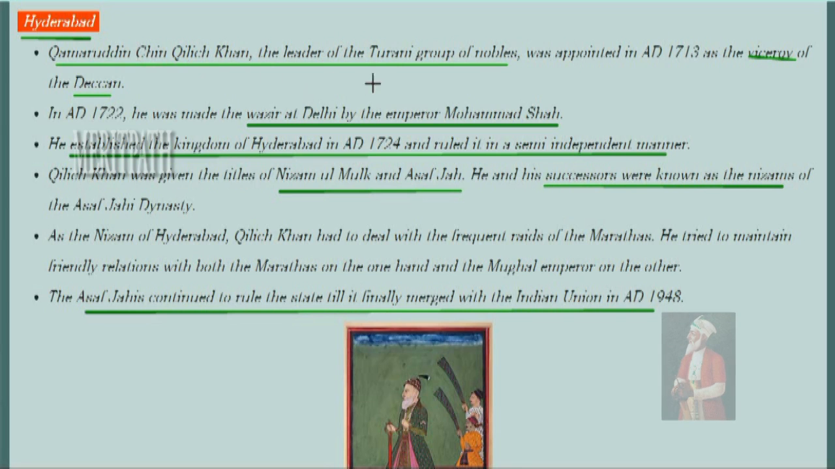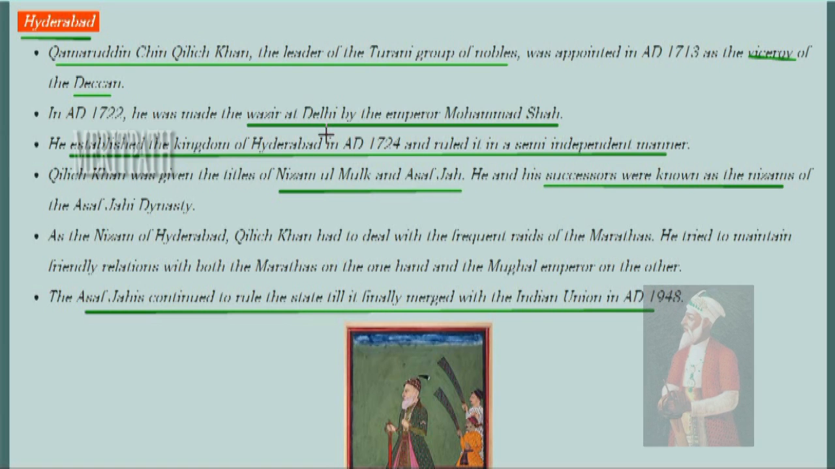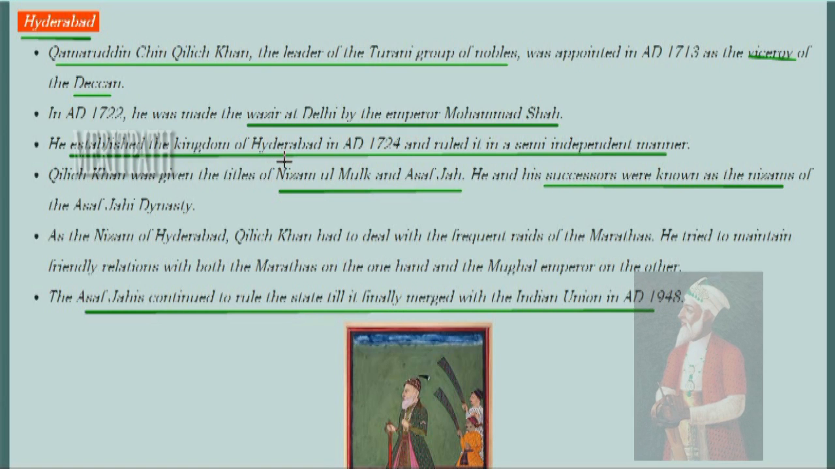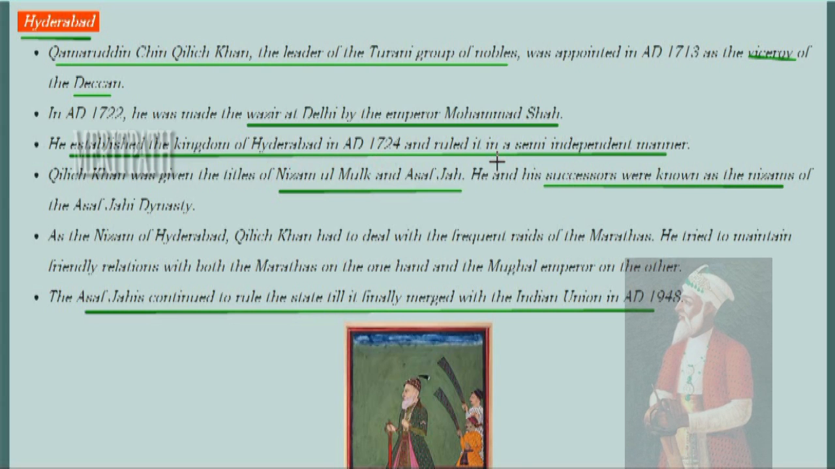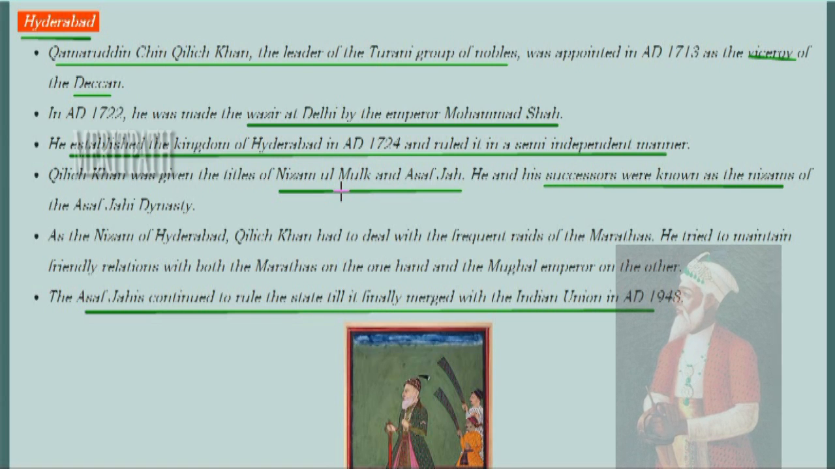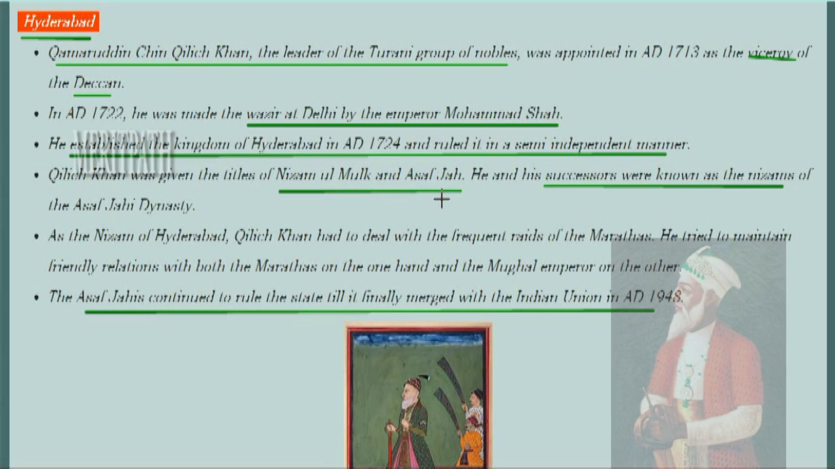Next, let's see Hyderabad. Kamaruddin Chinkilich Khan, the leader of the Turani group, was appointed Viceroy of the Deccan region in AD 1713. In 1722 he was made the Wazir at Delhi by Emperor Muhammad Shah. Wazir is like Prime Minister. He established the Kingdom of Hyderabad in AD 1724 and ruled it in a semi-independent way. He was given the title of Nizam ul Mulk and Asaf Jah, and his successors were known as the Nizams of the Asaf Jahi dynasty.